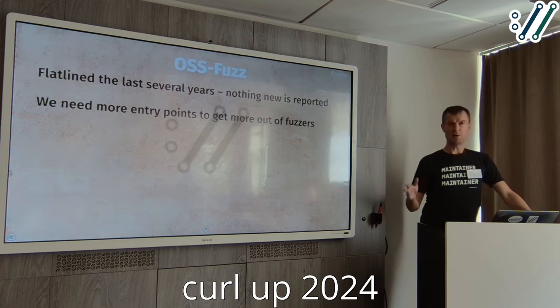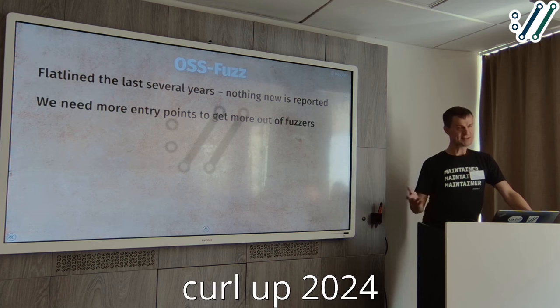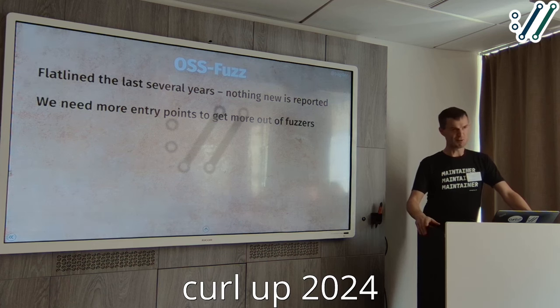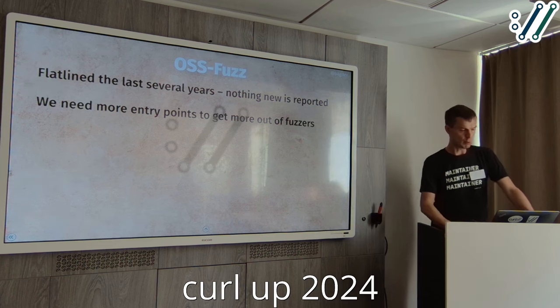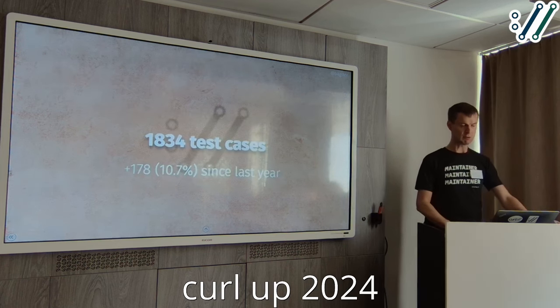I think nowadays it's quite clear that we've sort of exhausted the fuzzing we do. We need better fuzzing, more entry points, or possibly more intelligent fuzzing somehow that reaches further, because it seems like we've hit the wall with fuzzing the way we do OSS-Fuzz right now.